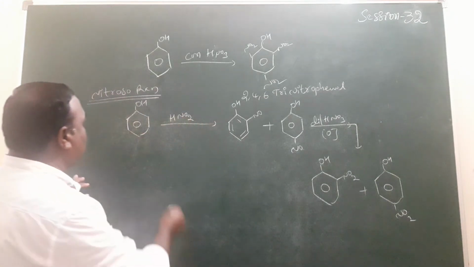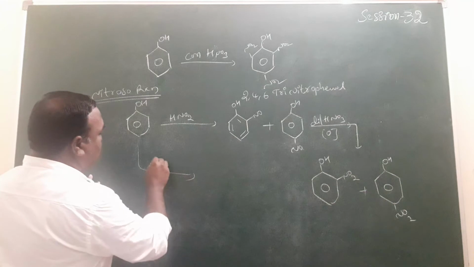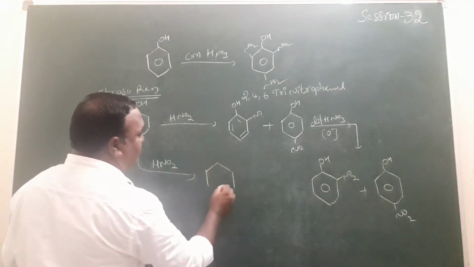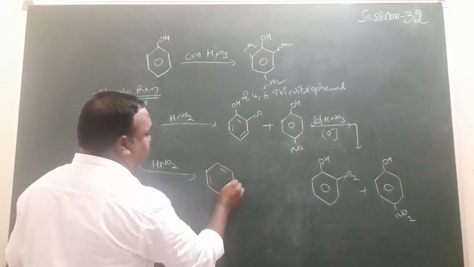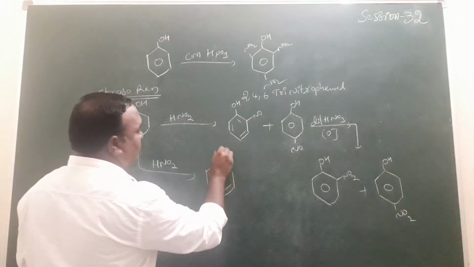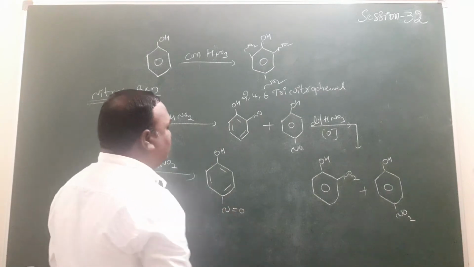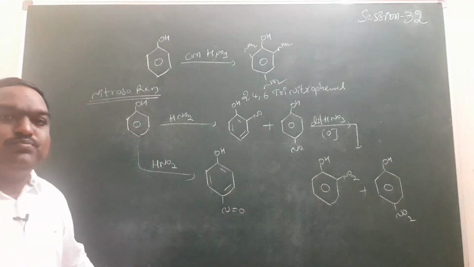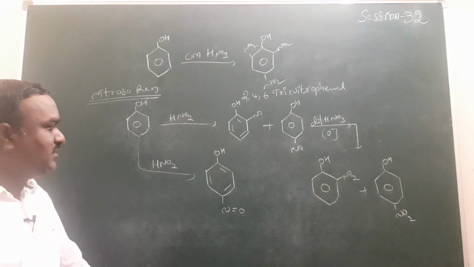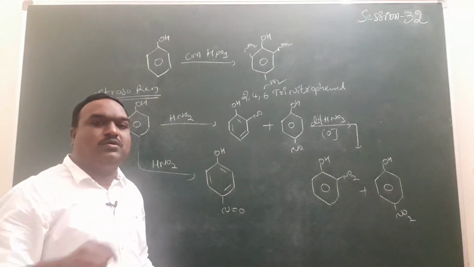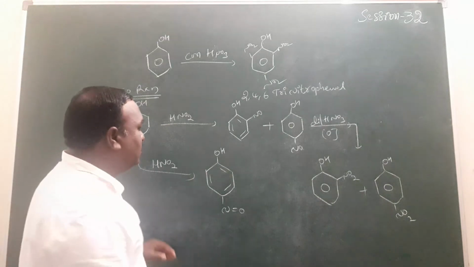NO2 group here. Here HNO2 is given, only if you take the para compound, here the OH group, the para nitroso derivative is formed. A very simple reaction is given. We have to write it like this. Based on the options, we have to choose the answer in this reaction.